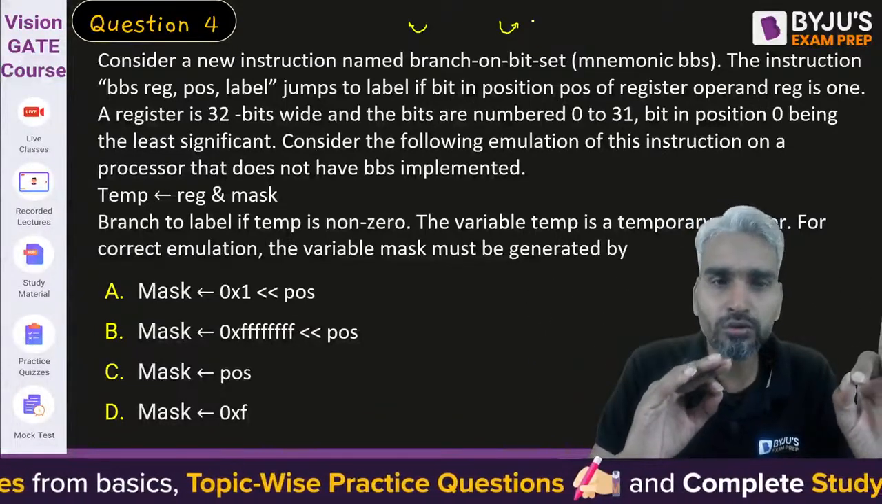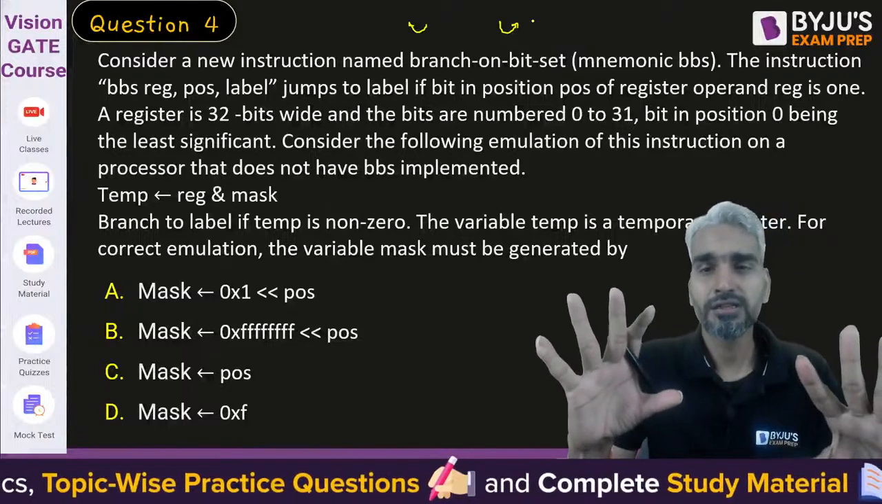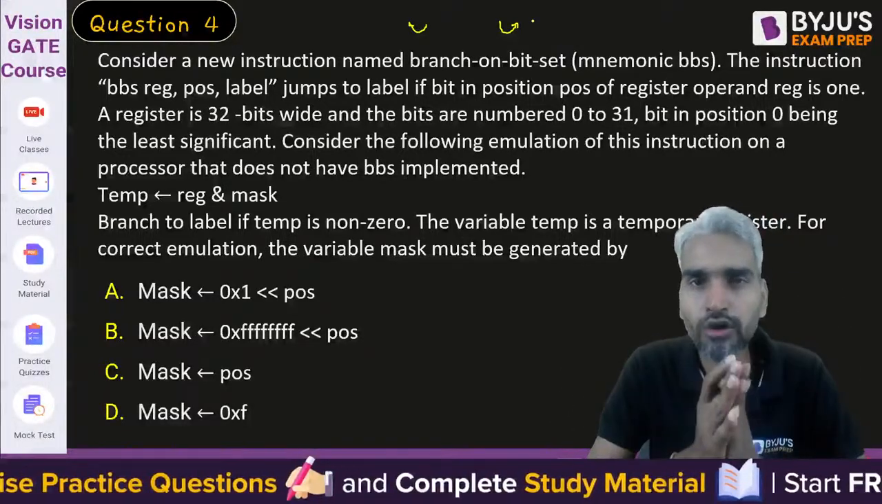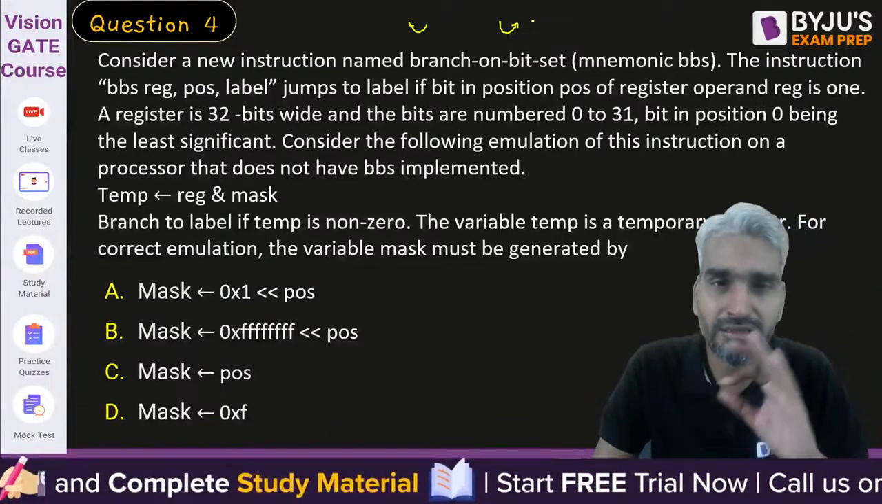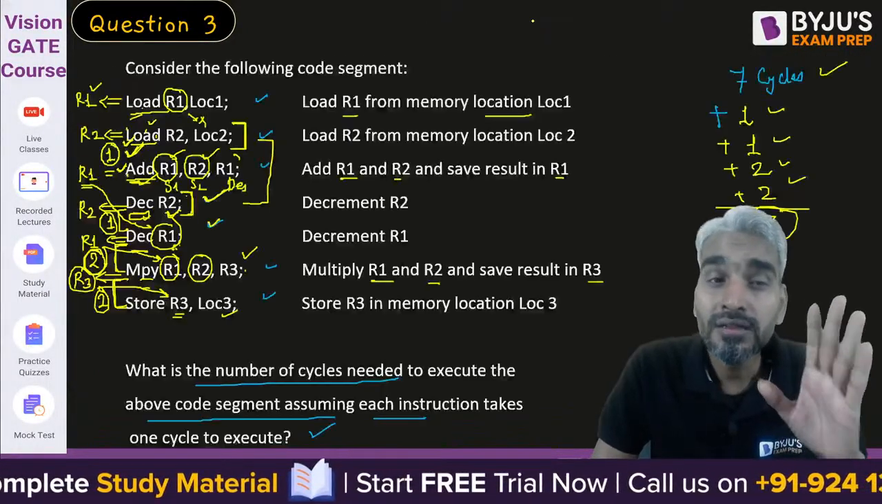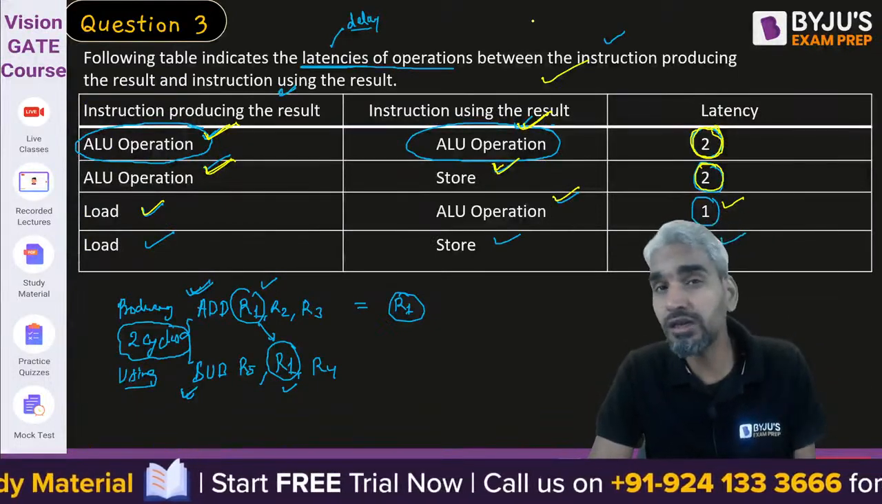But in this particular question, something else is being done. Most of the time, the students are not able to understand this type of question. So please try to understand. Why am I discussing this question? There is nothing new in this question number 3.